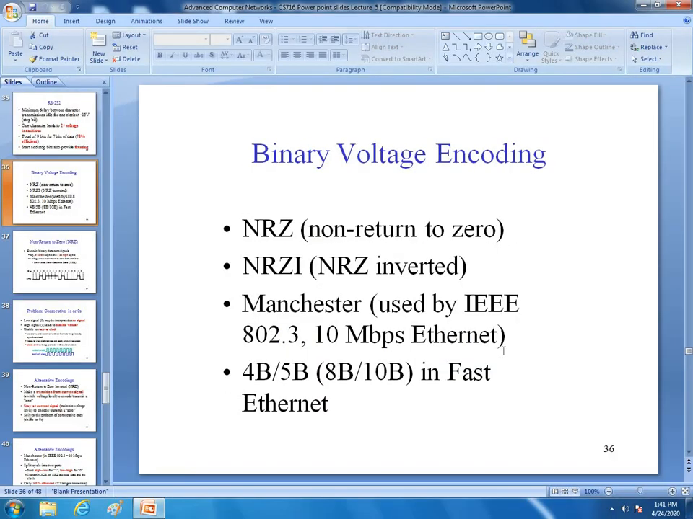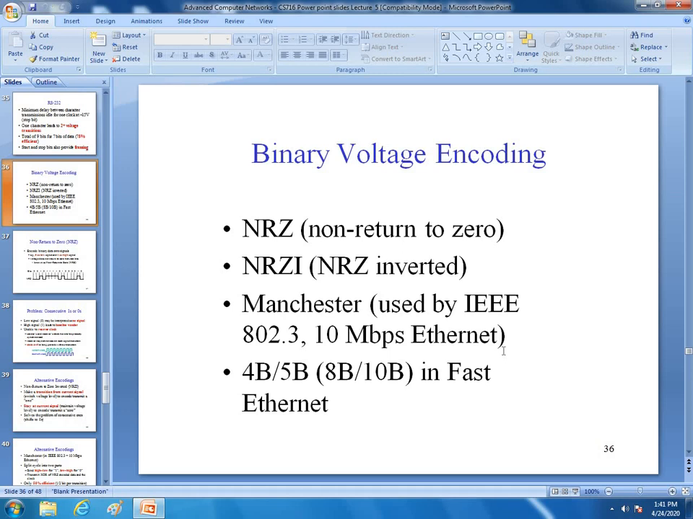Bismillahirrahmanirrahim. In today's video lecture we will talk about digital encoding schemes, or binary voltage encoding. These schemes are non-return to zero, non-return to zero inverted, Manchester encoding, differential Manchester, and 4B/5B, which is normally used in Fast Ethernet. These schemes are used to encode binary data into signals.